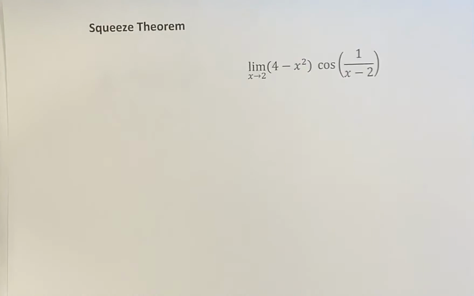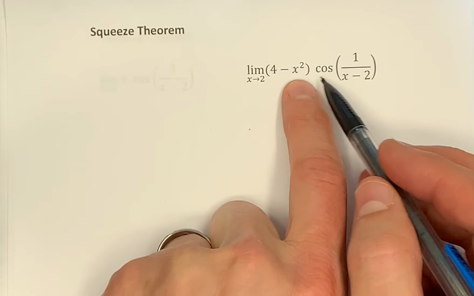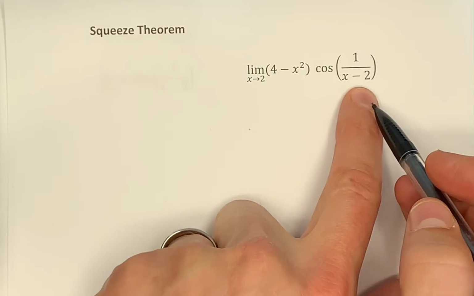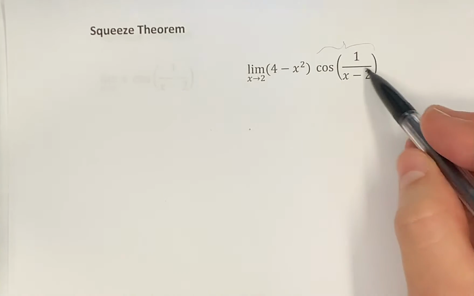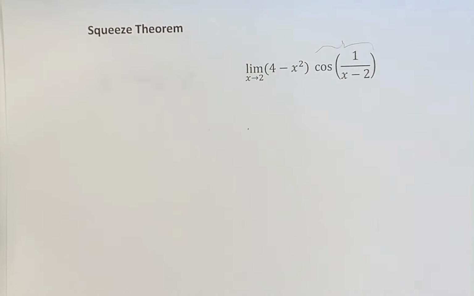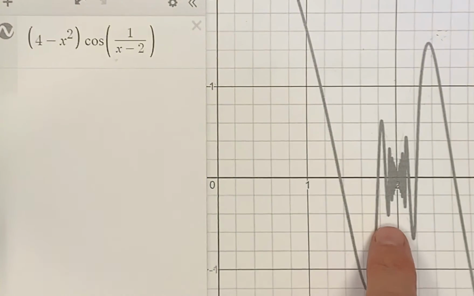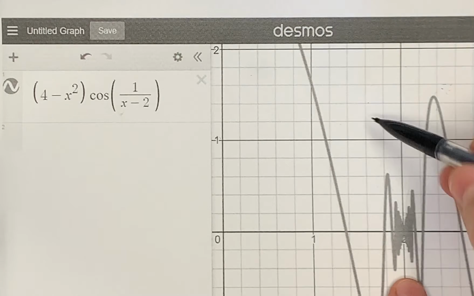Here's a classic squeeze theorem problem. The limit as x goes to 2 of (4 minus x squared) times the cosine of 1 over (x minus 2). Now, that cosine piece is a periodic function. It's going to oscillate pretty wildly. Here's a Desmos graph of it, a classic periodic function. It's going to go up and down, up and down.